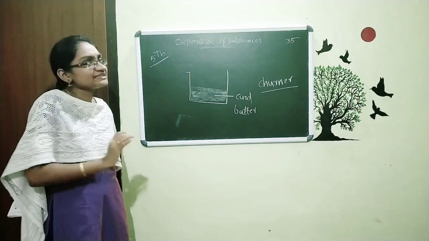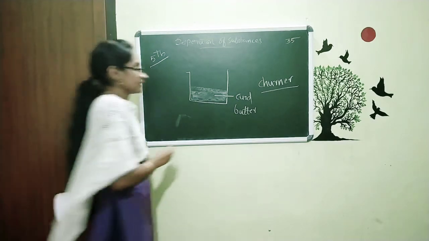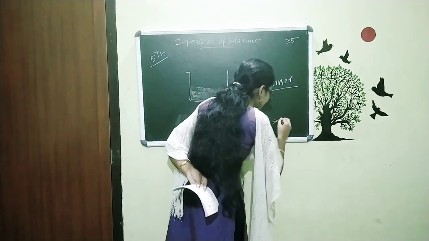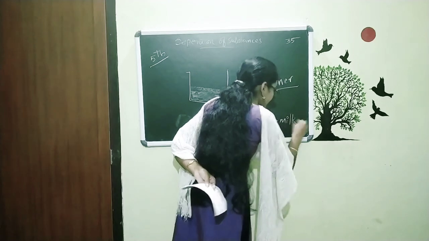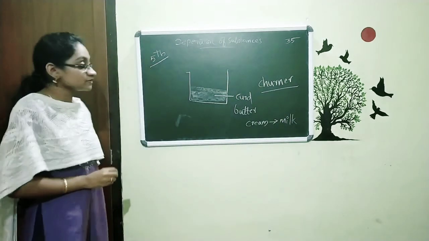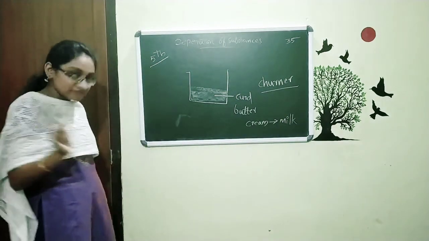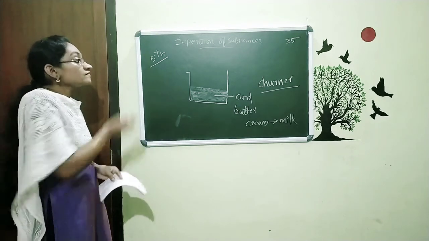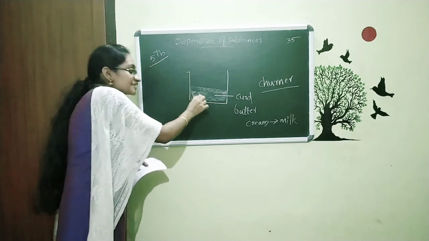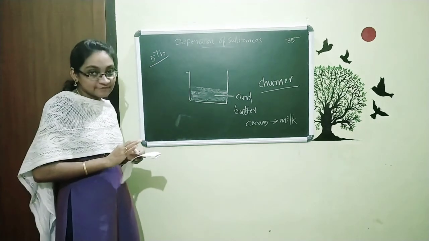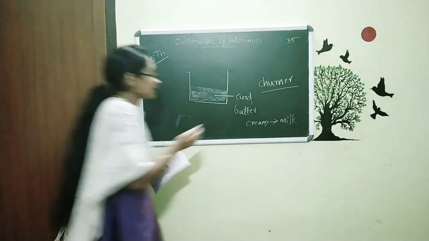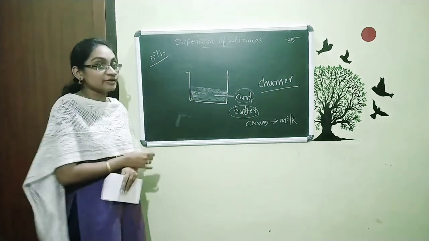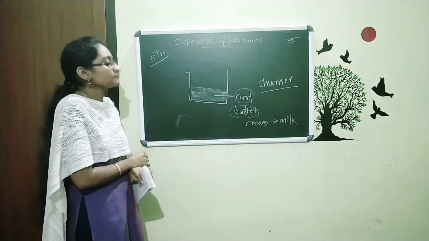Or we can also separate the cream from milk. The same device we are using here, and we are continuously rotating it. Here the separation of two different substances takes place. What are they? Butter and curd. So here also we are doing a type of separation.